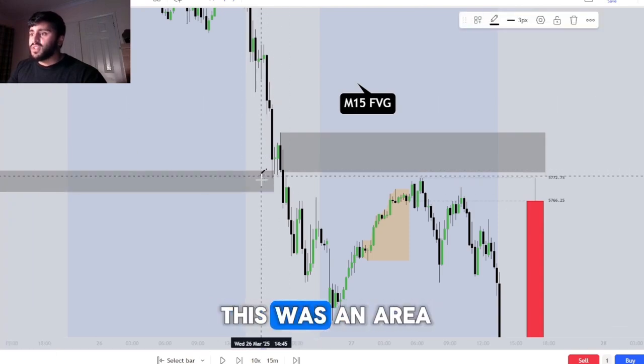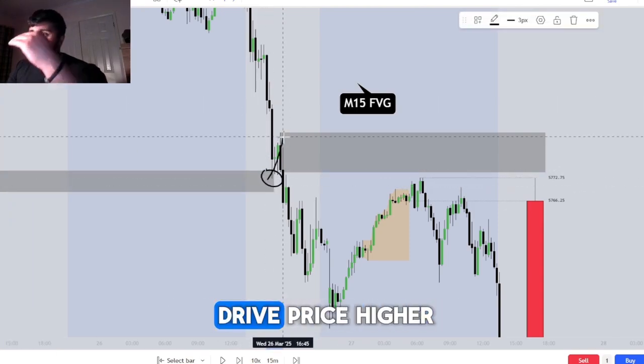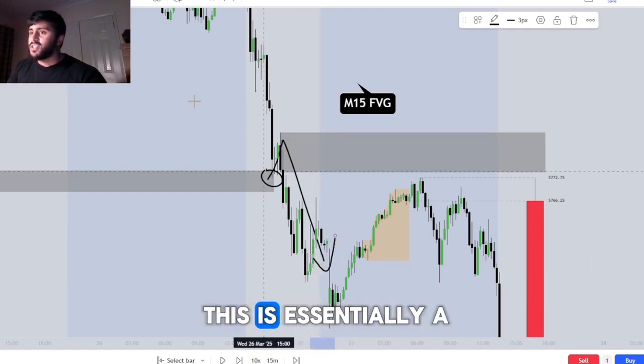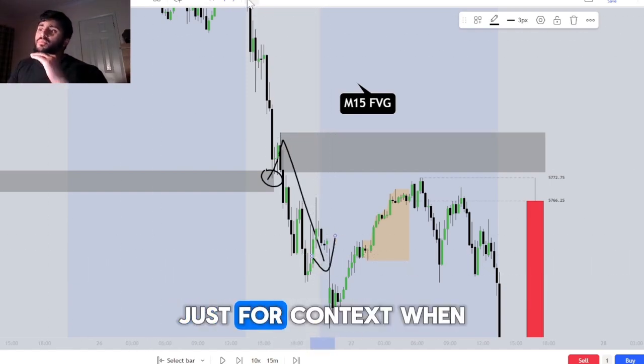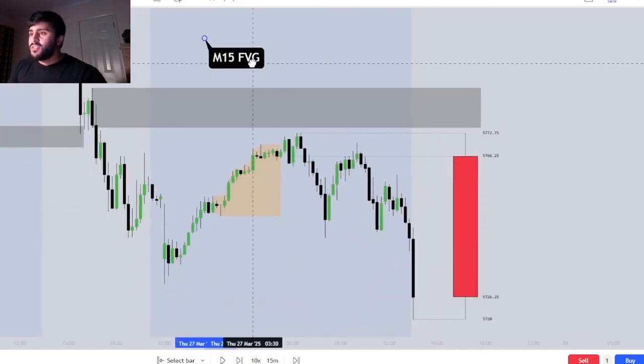So what this was is this was an area of demand which tried to drive price higher, and because demand tried to drive price higher, then we fail. So this is essentially a flip zone. Just for context, when you see a flip zone, this is a better zone to be trading from. So this is step number one.